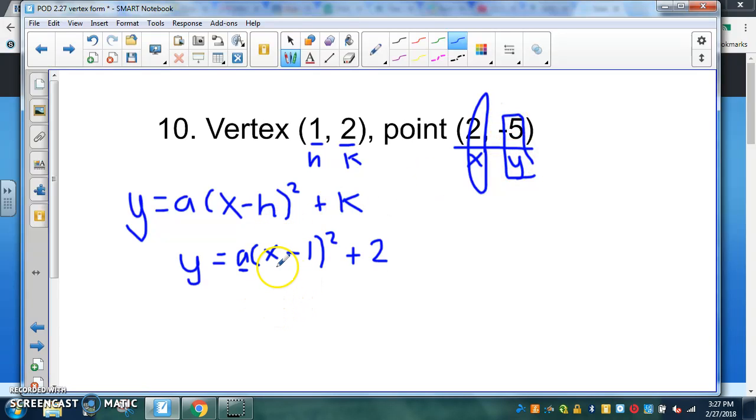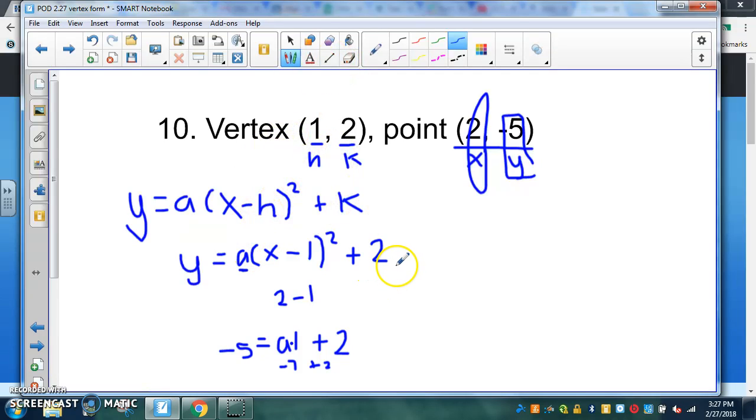So I'm going to go ahead and plug in 2. I'm going to get 2 minus 1. That's 1. 1 squared is 1. And so I'm left with a times 1 plus 2. And I want to get -5 out. So I could write an equation if I wanted to, or you could just think about this. This needs to be -7, right? Because if it's -7, I'm going to get -7 plus 2. That's going to give me the -5 that I want. So really a needs to be -7.